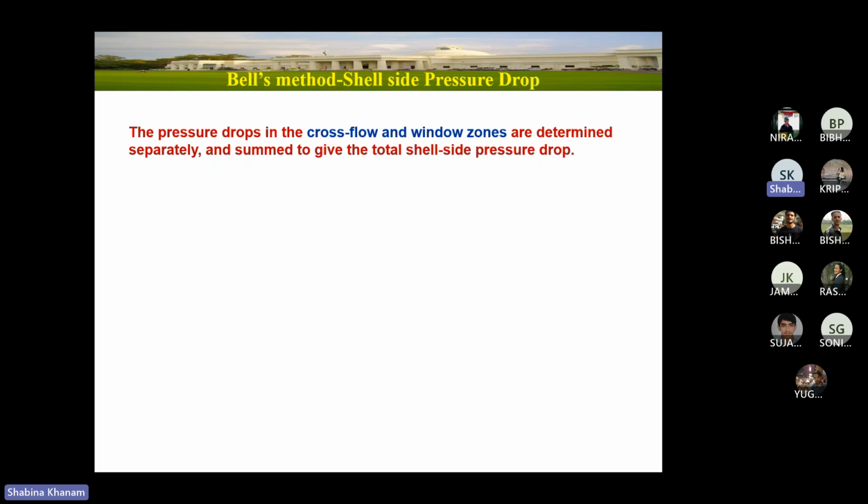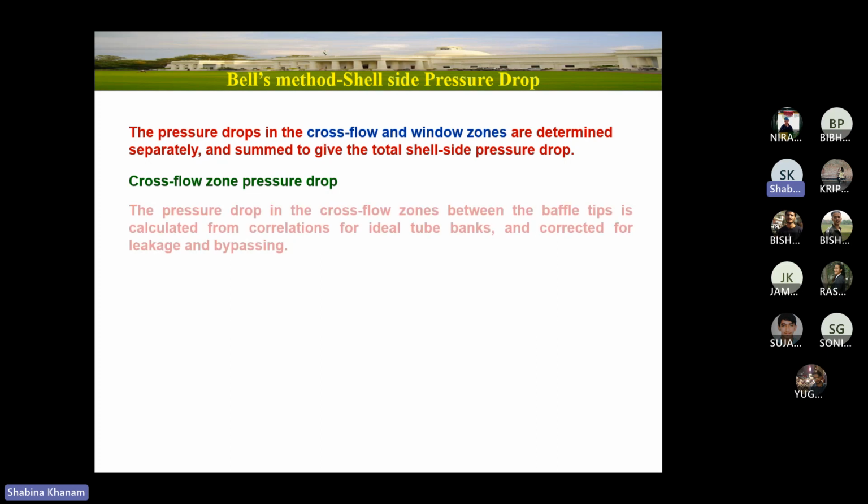So how many cross flow zones will be available, how many window zones will be available, how many end zones will be available. Based on that, we will calculate the pressure drop of each zone, and then that will be multiplied by the number of zones to calculate the shell side pressure drop. I hope you understand. First of all, we will focus on the cross flow zone pressure drop. Cross flow zone between baffle tips, that you are already aware of.